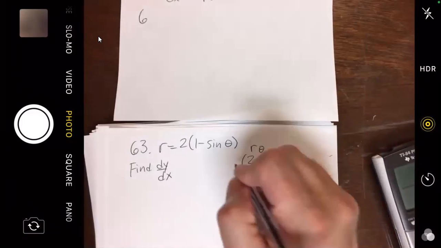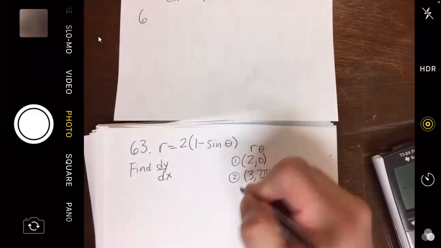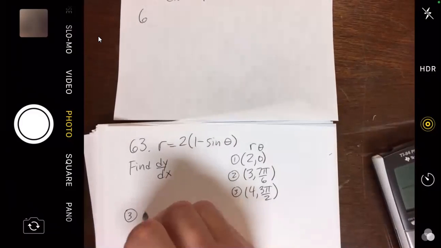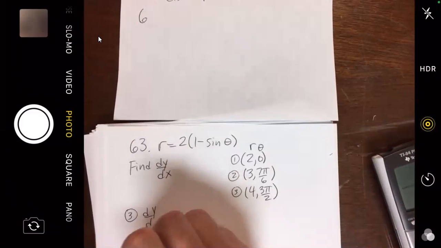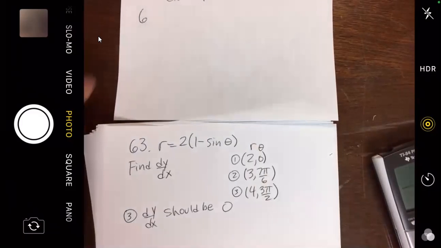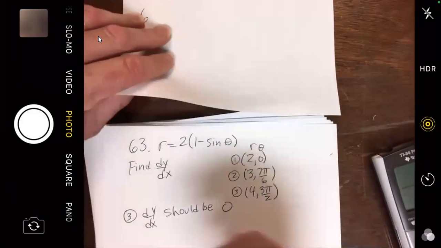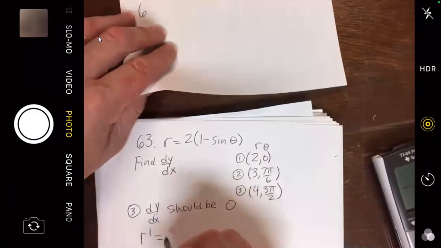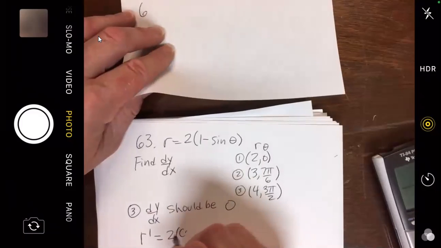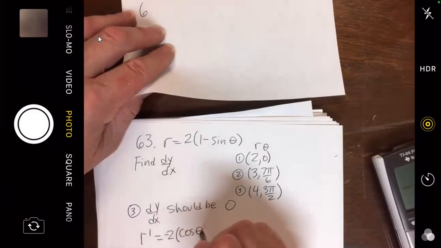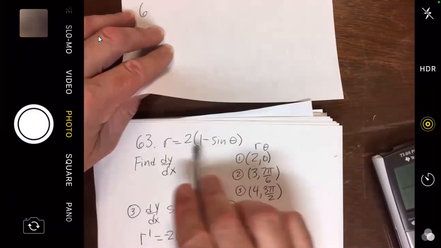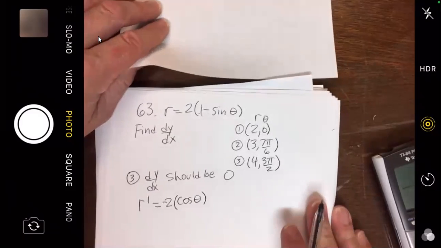All right, so I don't know if you want to number these 1, 2, and 3. Why don't we show number 3 first? dy/dx should be 0. Okay, we're going to need an r prime. Looking up at this, you'll have your 2 and negative cosine theta, so r prime is negative 2 cosine theta.